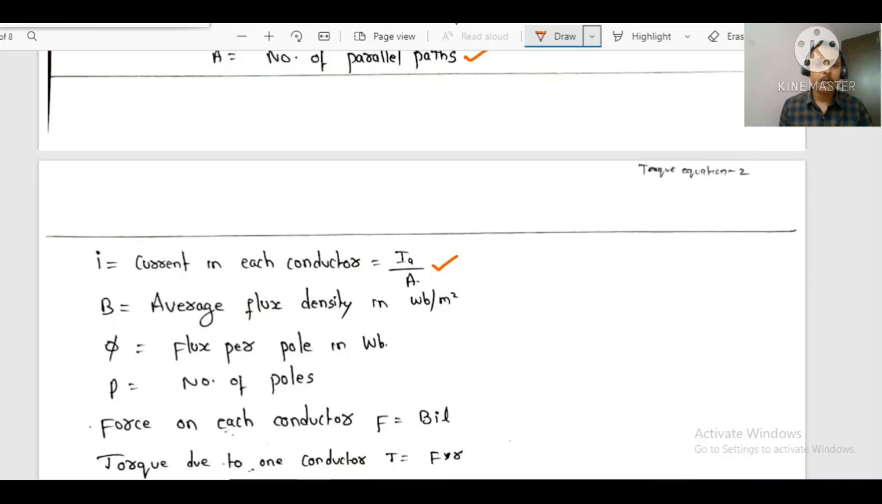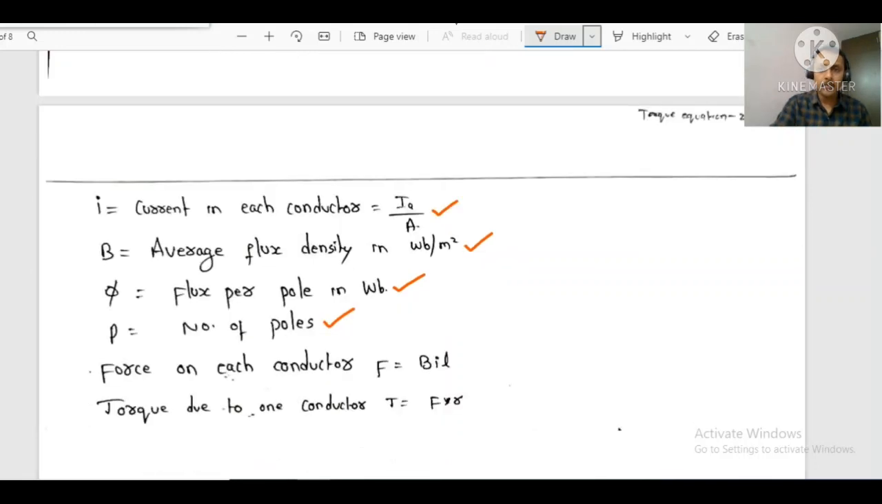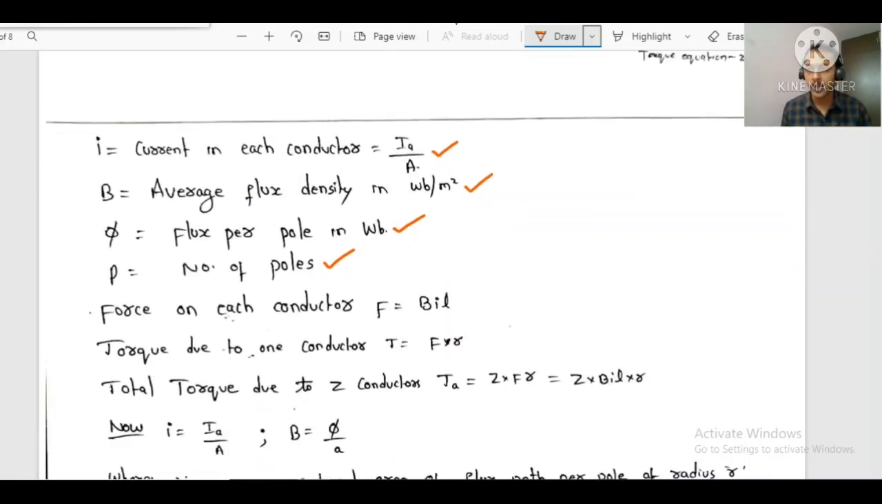B be the average flux density in Weber per meter square, φ flux per pole in Weber, P number of poles. Now from our previous basics, the force on each conductor is given by BIL. Very important, dear students: the force on each conductor is given by F equal to BIL. B indicates average flux density, I indicates current in each conductor, and L indicates length of the conductor. Now the torque due to one conductor is given by torque equals force into perpendicular distance. Here it is the radius, right?